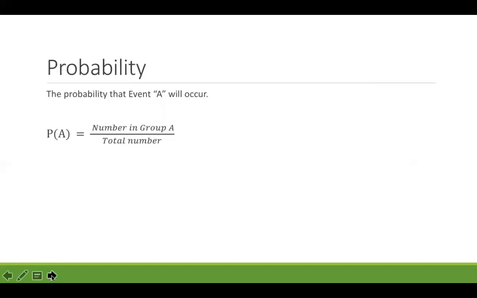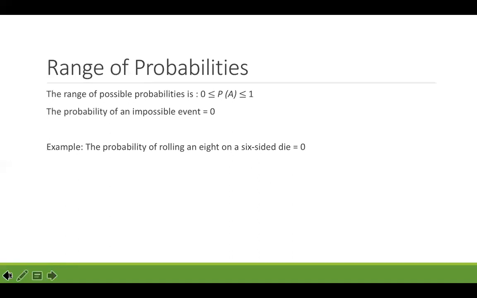So probability. Probability is the chance that event A will occur. You will calculate this by saying the number in group A over the total number. It seems very similar to a proportion, and the range of probabilities is something important to keep in mind. So probabilities range from 0 to 1.